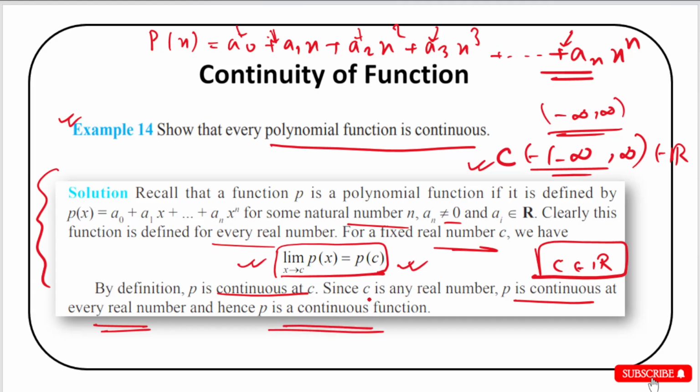So from the definition of continuity in an interval, we have told that if the function is continuous at every point in the interval, then only it is continuous in that interval. So here you can show that for any c which belongs to the real numbers, which is the domain of this polynomial function, since c is random in nature and you have randomly picked it from the domain, it is true for any value in that particular domain, and p is continuous at every real number and p is a continuous function. And in this way you will prove this.